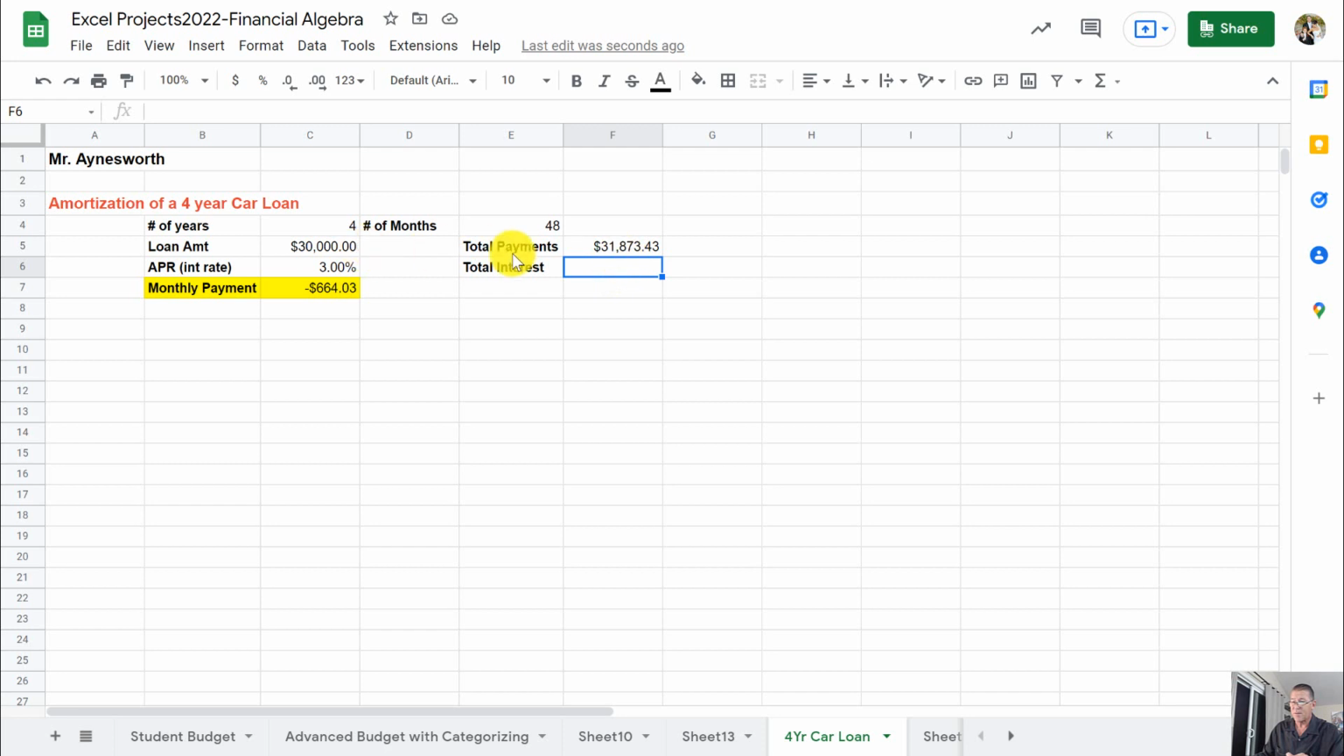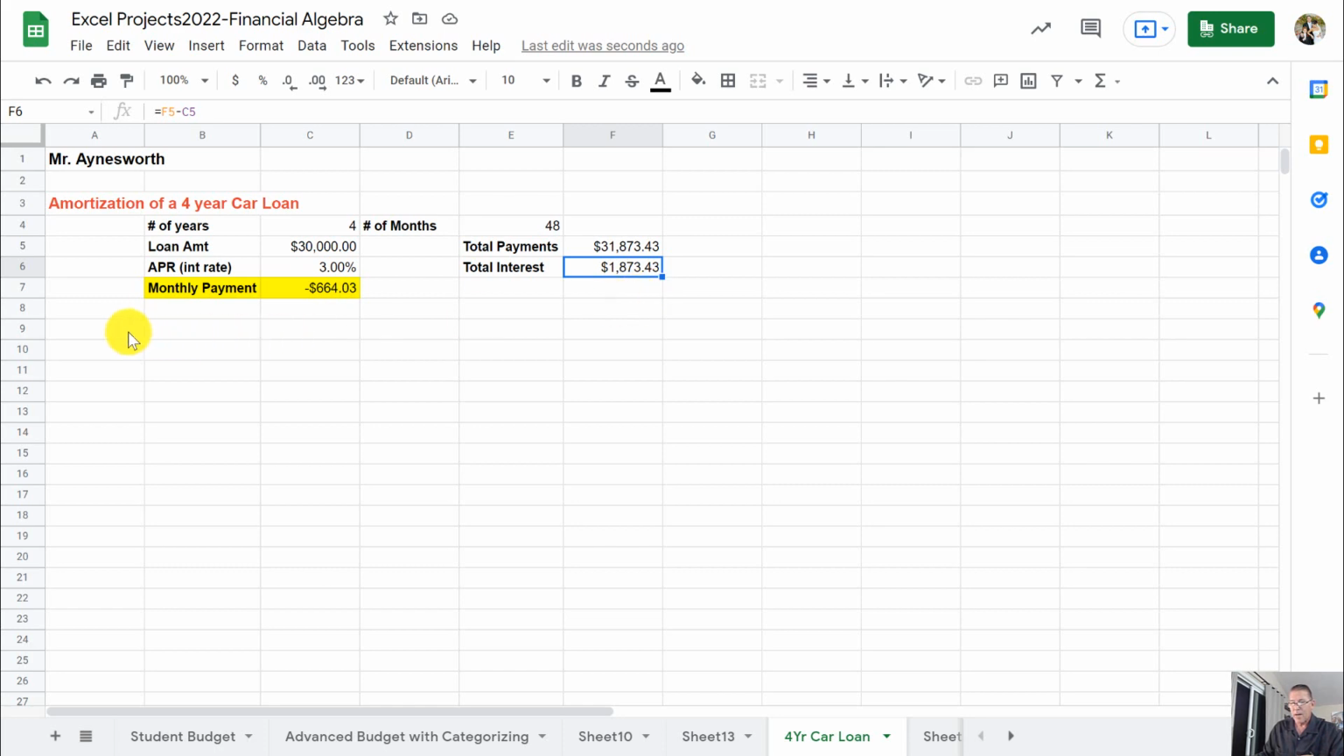The interest is the difference of the two. It's the amount of money that exceeded the loan value. So this is equal to the total payments minus your principal of the loan. So F5 minus C5. And that should make sense right there. The interest here is the difference between the two. It's the amount over the loan amount. You paid an extra $1,873.43, and that's called interest, and that goes right to the bank. That's how they make a lot of money.